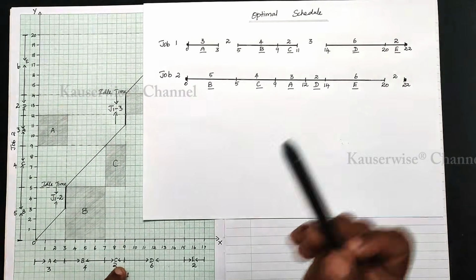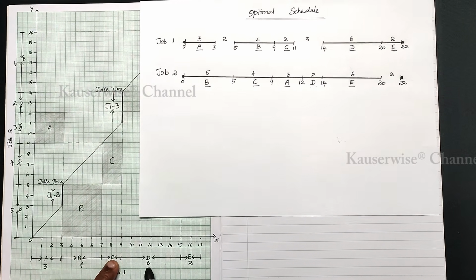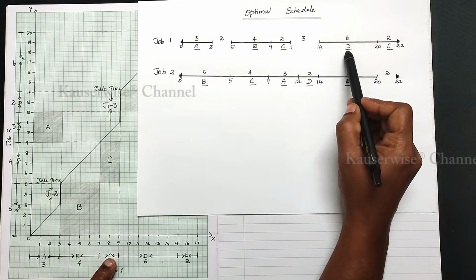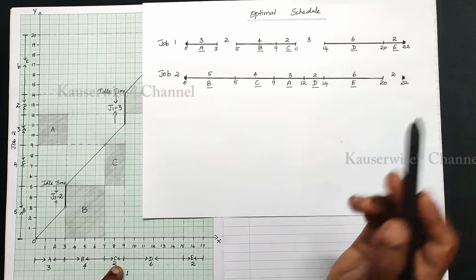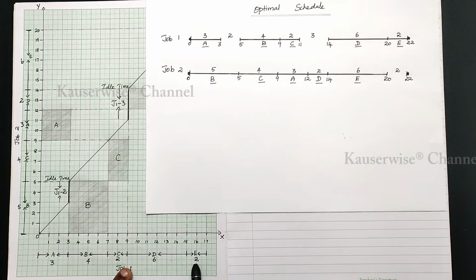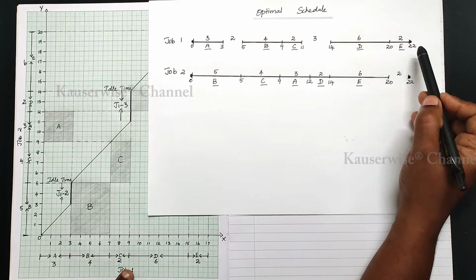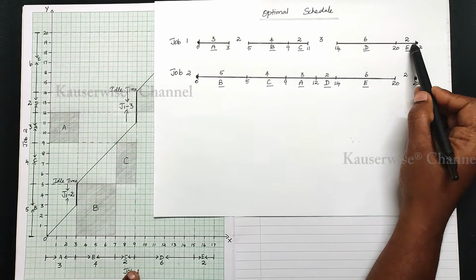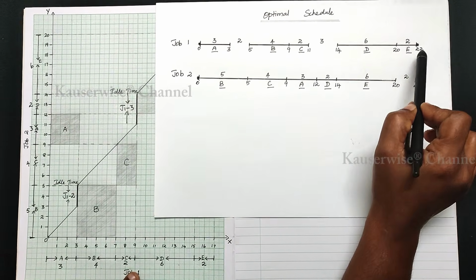From 14, the processing time starts for D. From here to here, duration is 6 hours. So D, 6 hours. 14 plus 6, 20 hours. Then finally, the last process is through E. Duration is 2 hours. So E, 2 hours duration. 20 plus 2, 22 hours. This is the total elapsed time, including idle time for job 1.